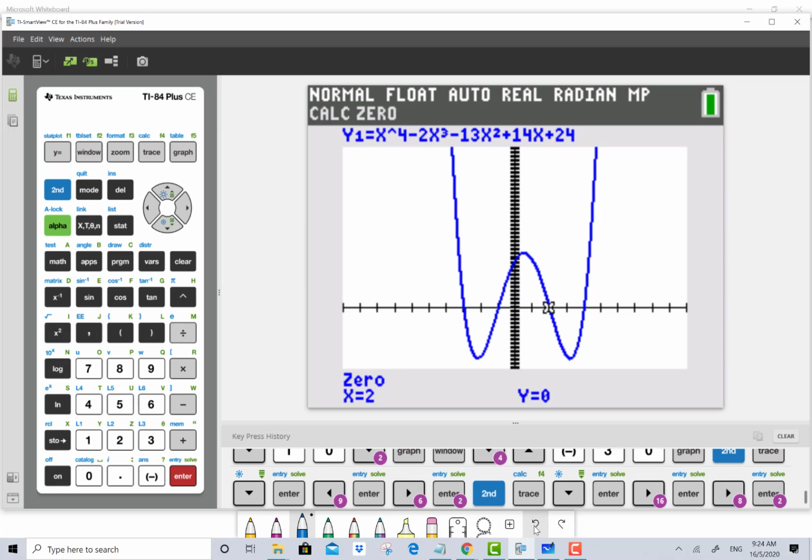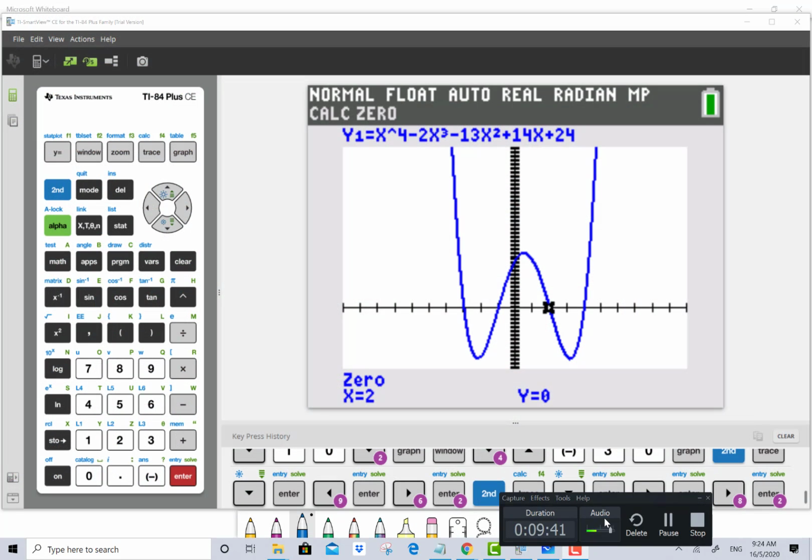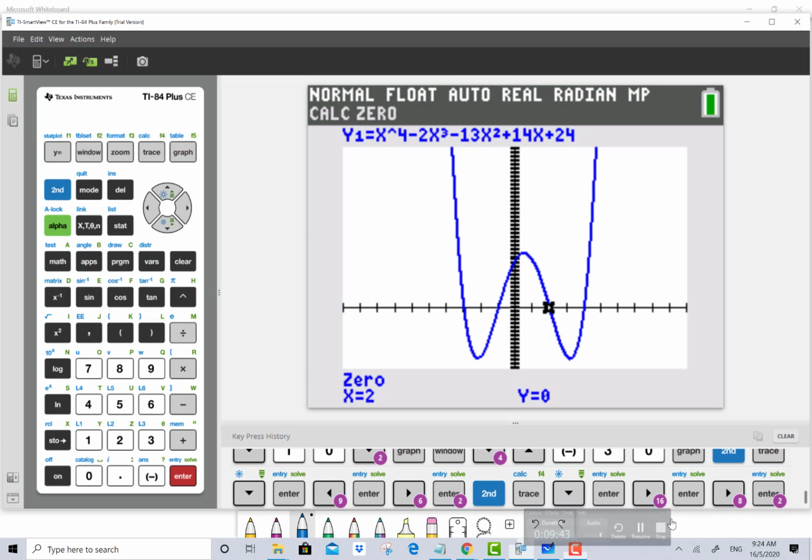Pretty easy stuff once you get the hang of it and know how to do these things. All right, so let's get it going. To move on from that, we're now going to switch to maximum or minimum points.